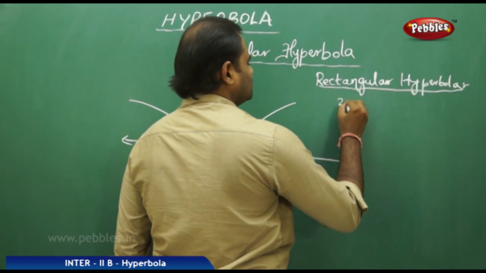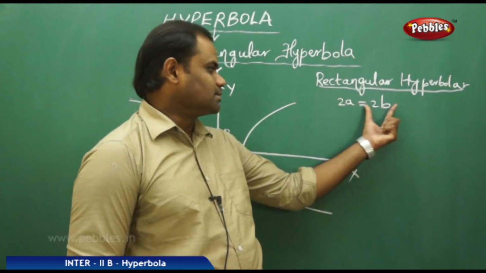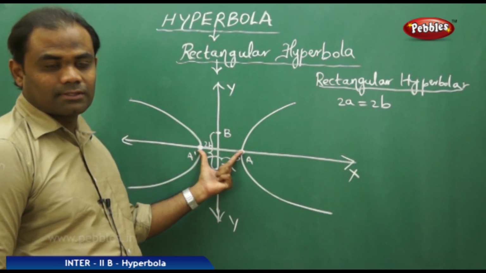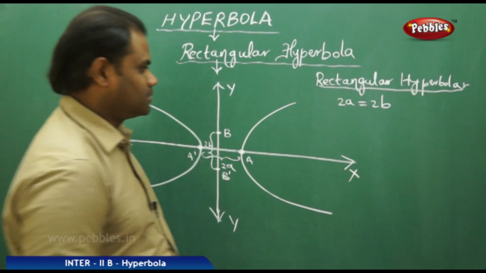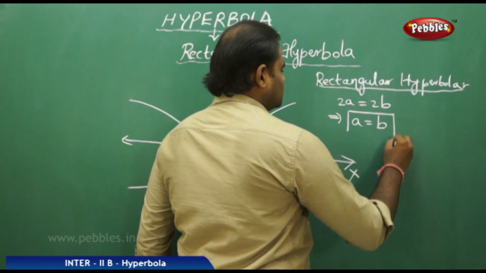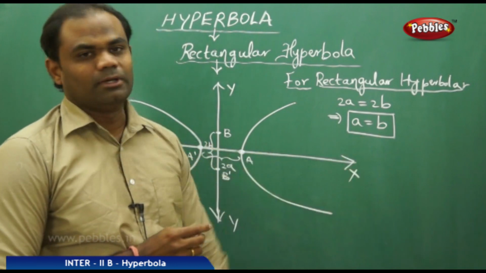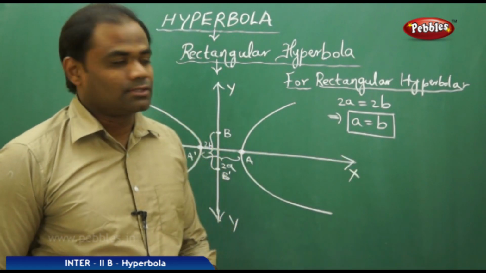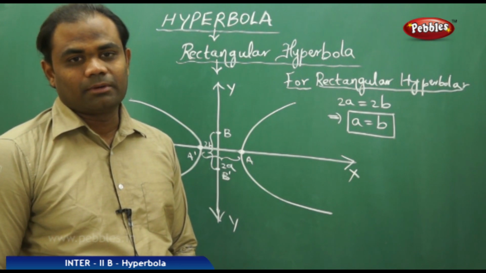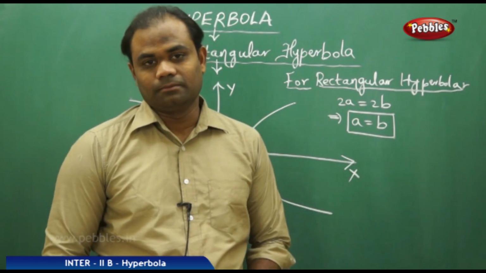We have 2A equals 2B. That is, the length of the transverse axis is equal to the length of the conjugate axis. That implies A is equal to B. So for a rectangular hyperbola, the condition is A equal to B, or the length of the transverse axis is equal to the length of the conjugate axis. A rectangular hyperbola is a special case of a hyperbola where A is equal to B.